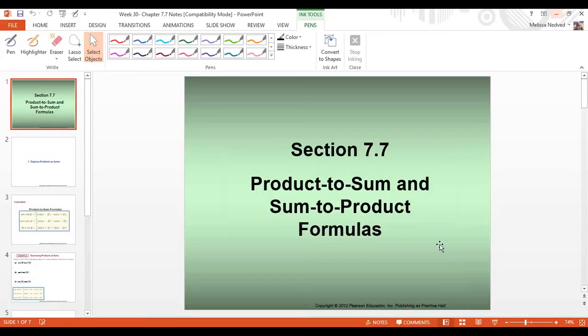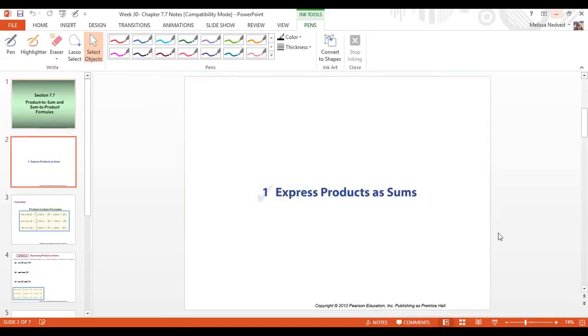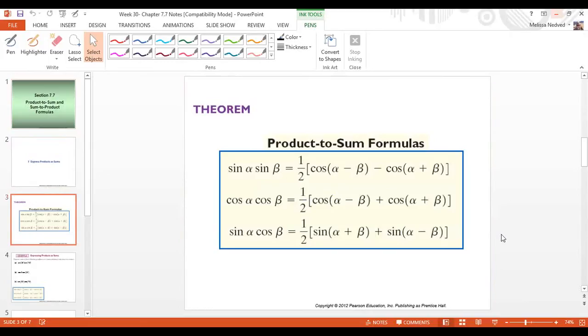So we've got two new formulas. The first is called the product to sum, and the second, the sum to product. So we'll work through a couple examples of both. Our first theorems are our product to sum. Remember, product means multiply, sum means addition. And in fact, here we do have some addition and some that are subtraction.